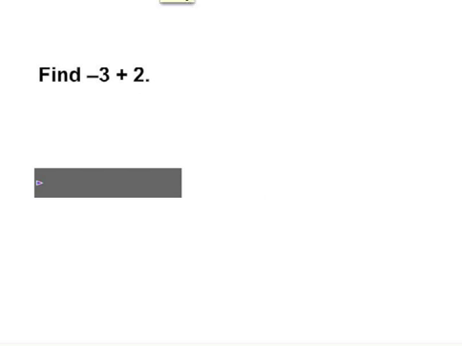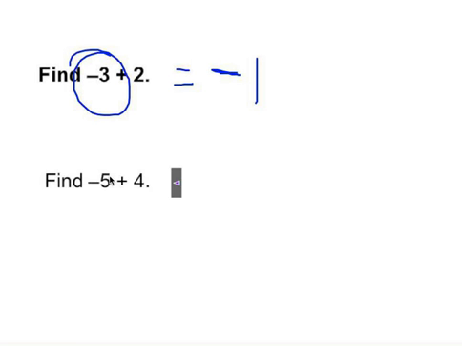Now in this case, I'm also thinking 3 minus 2 is 1, but since negative 3 is the greater absolute value, my answer is negative. Same story here, negative 5 plus 4, I'm thinking to myself 5 minus 4 is 1, but since the 5 is the greater absolute value and it is negative, my answer is going to be negative as well.